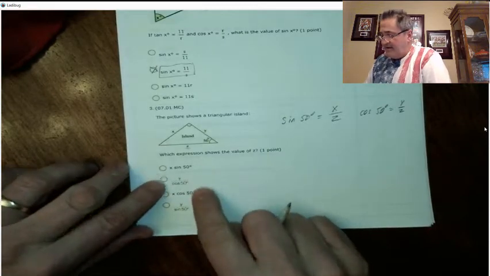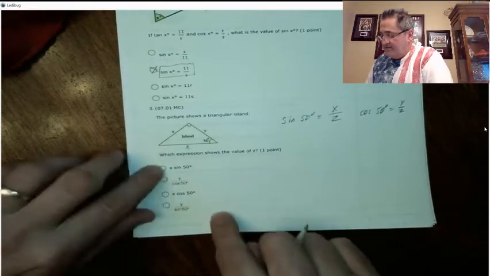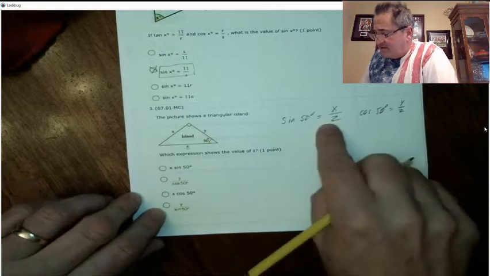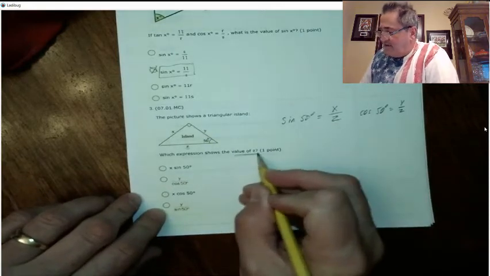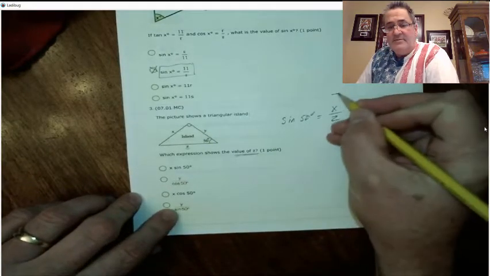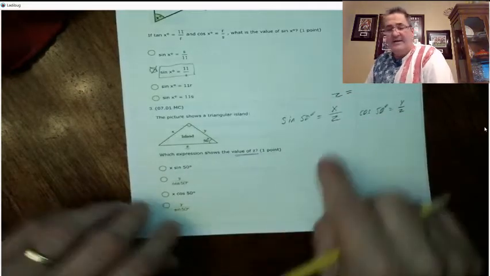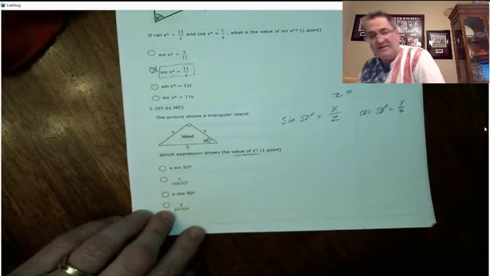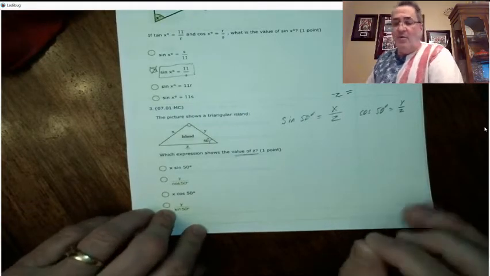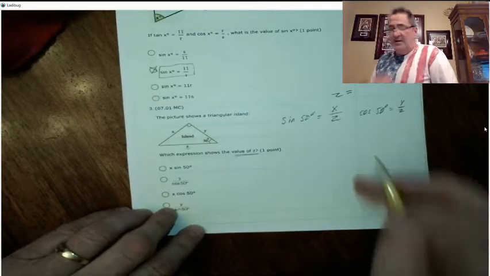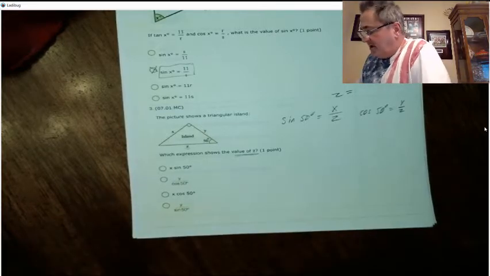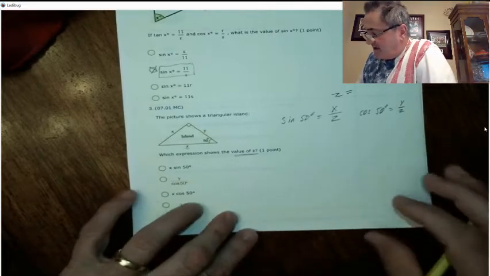None of that matches, because the question asks for the value of z. That means we need z equals. Until we have z equals, we're not going to match any of these, so we have to rearrange. This is a lot about rearranging equations like we learned in algebra before. If you didn't learn it very well, it's time to get good at it, because you're going to do it a lot from this point on in mathematics.